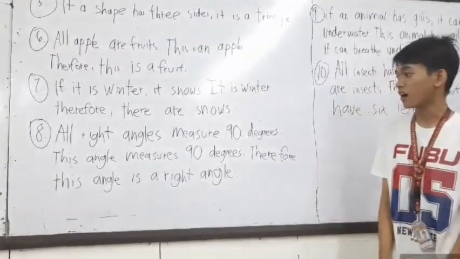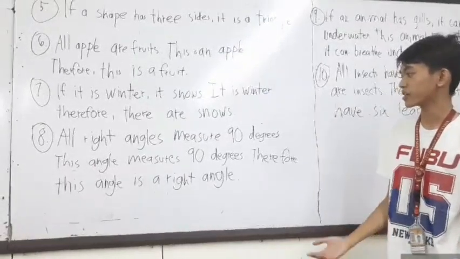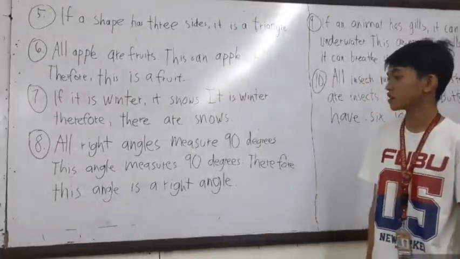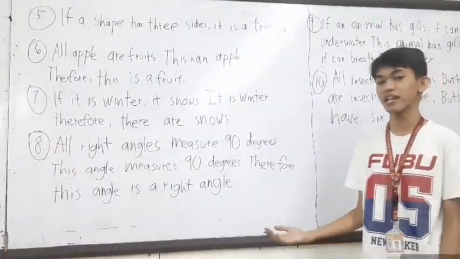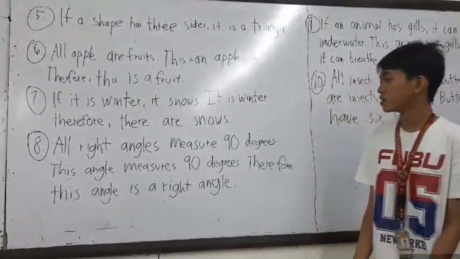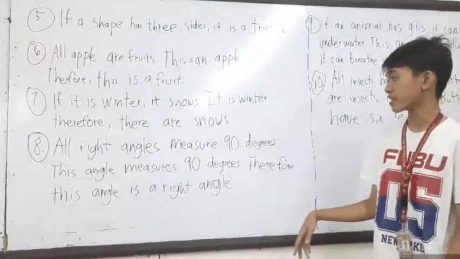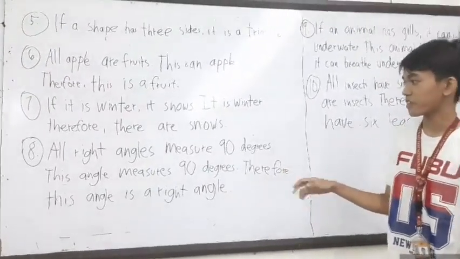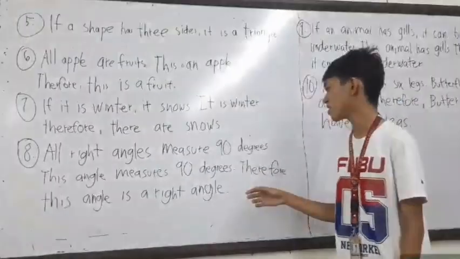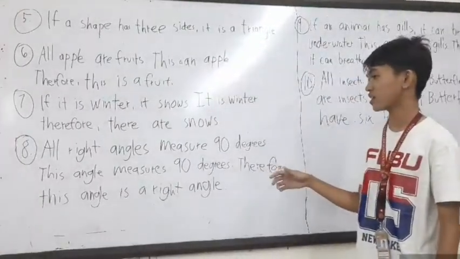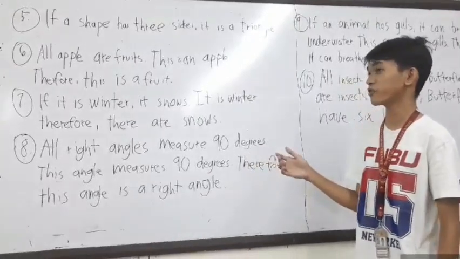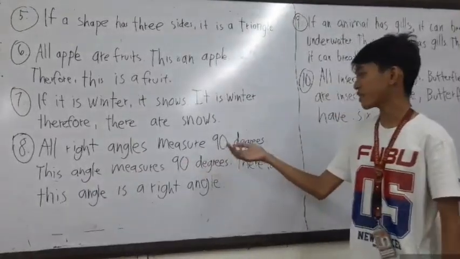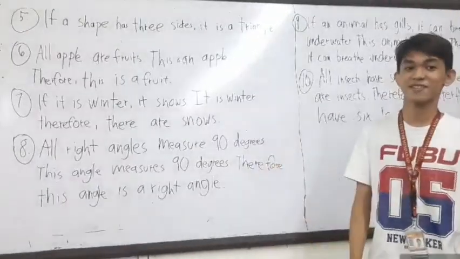Next, all right angles measure 90 degrees. This angle measures 90 degrees. Therefore, this angle is a right angle. It shows that 90 degrees comes from right angles, and it directly concludes from a general premise that all right angles are 90 degrees.